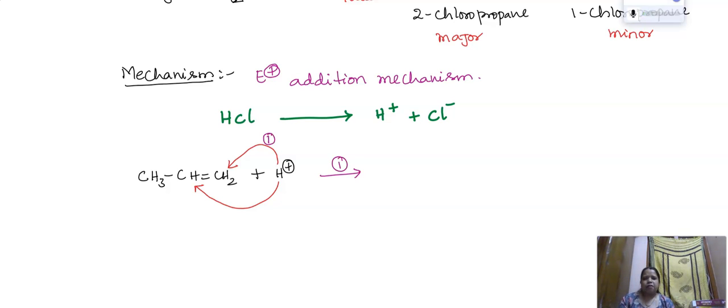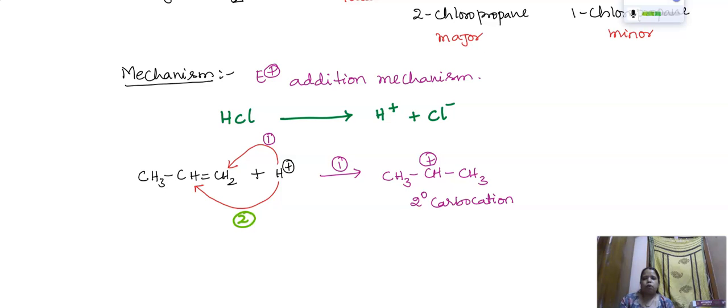So if H plus is attacking the first carbon, what will happen here? What is the product obtained? It will generate a carbocation, isn't it? CH3-CH plus-CH3. So what kind of carbocation is generated? A secondary carbocation. Now let's take the second scenario.